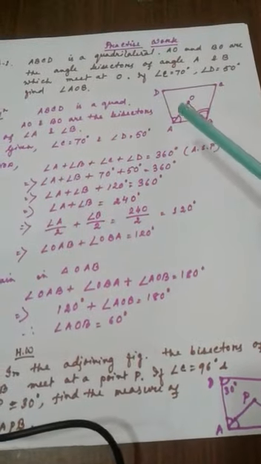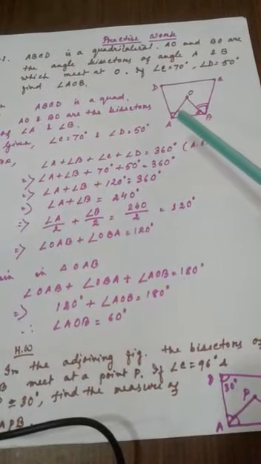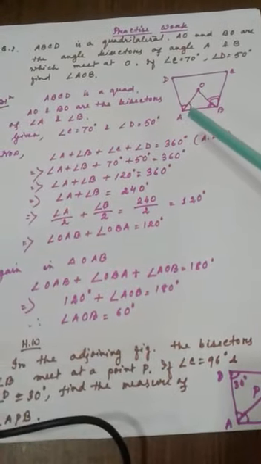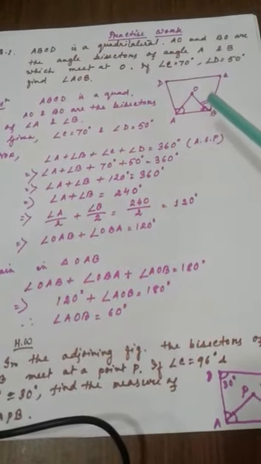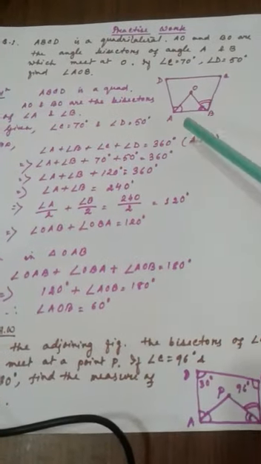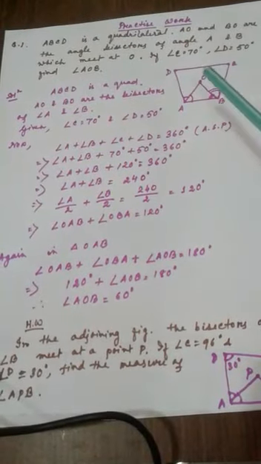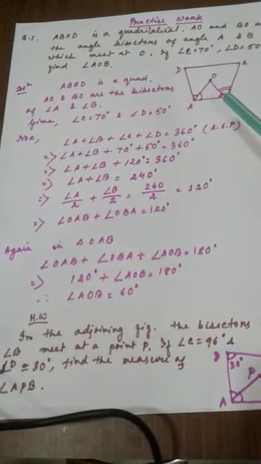Now what is angle A by 2? Look at the figure. This complete angle is angle A. So A by 2 means half of angle A, and half of angle A is OAB. In the same way, half of angle B is OBA. That means the sum of angle OAB plus OBA is equal to 120 degrees.